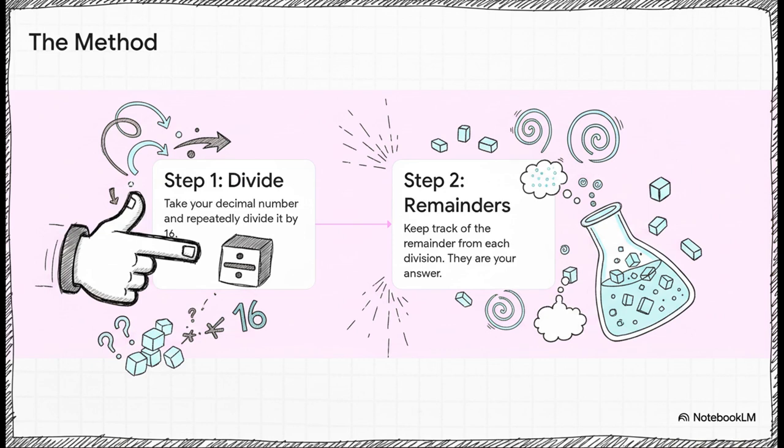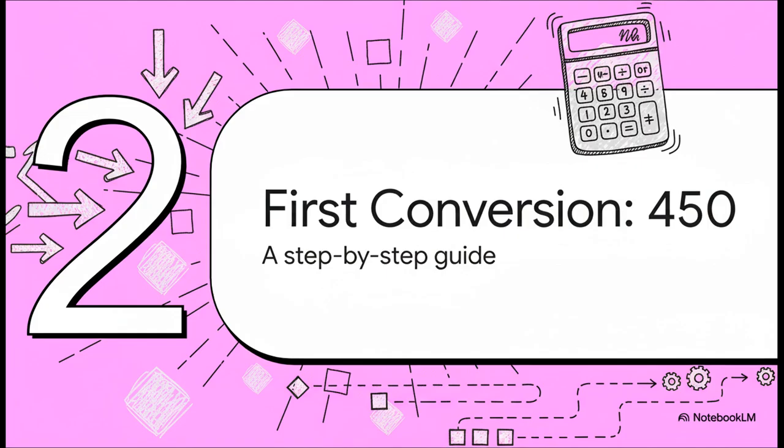So what do we actually do with this magic number? You won't believe how easy this is. You just take the number you want to translate, you divide it by 16 over and over again, and you pay super close attention to the leftovers, the remainders. That's literally it. Let's see it in action. All right, let's go back to our original puzzle. Converting the number 450, we're going to go step by step and see exactly how it transforms into 1C2.